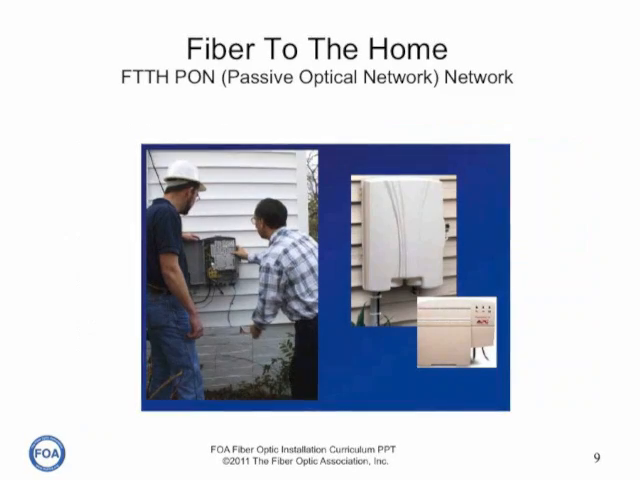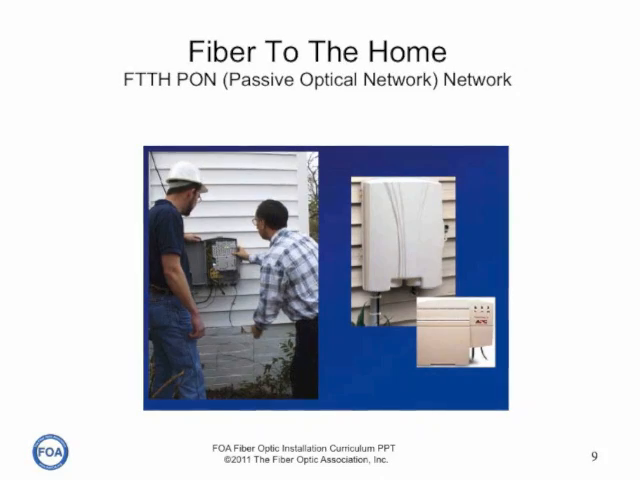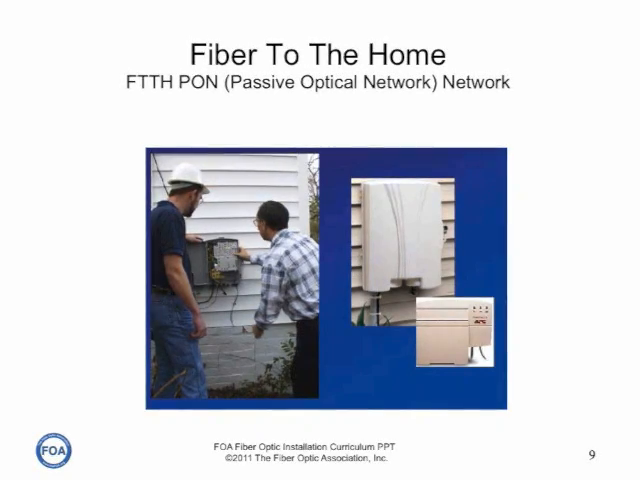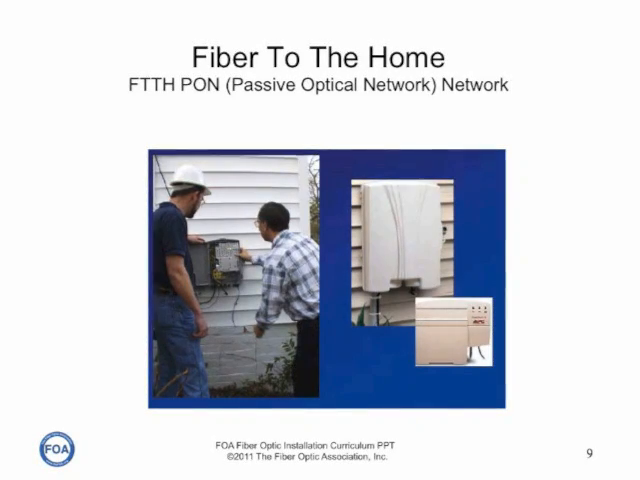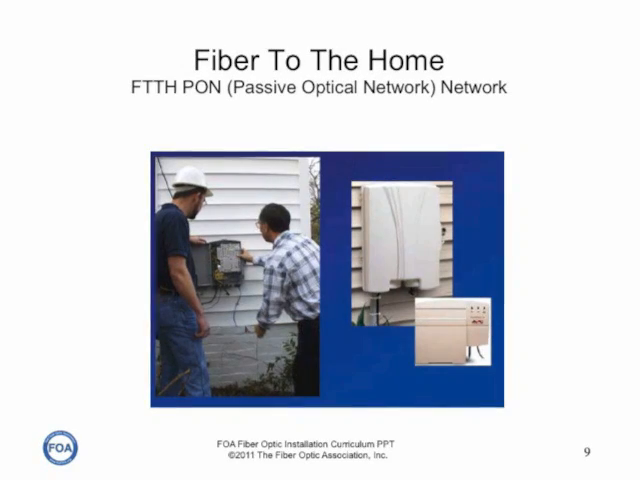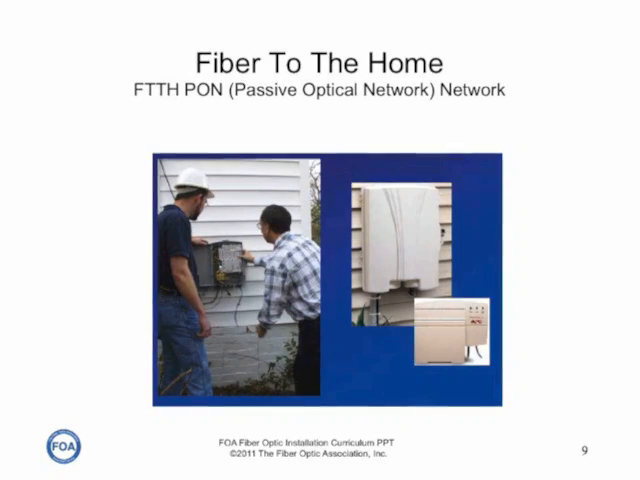One of the most popular applications for fiber these days in the outside plant is installing fiber to the home. Fiber to the home can be direct buried, pulled underground, or run aerially directly to the house and connected up into a box, an optical network terminal on the side of the house to provide high-speed service to the home.